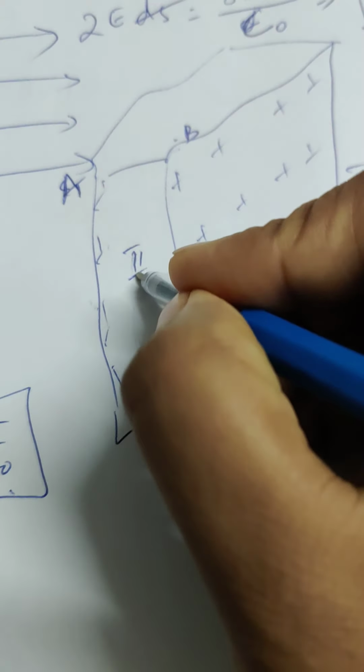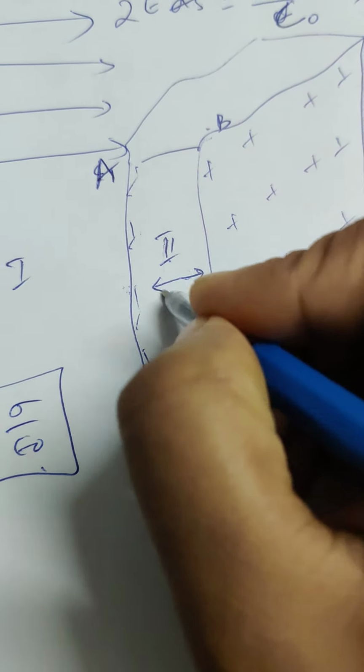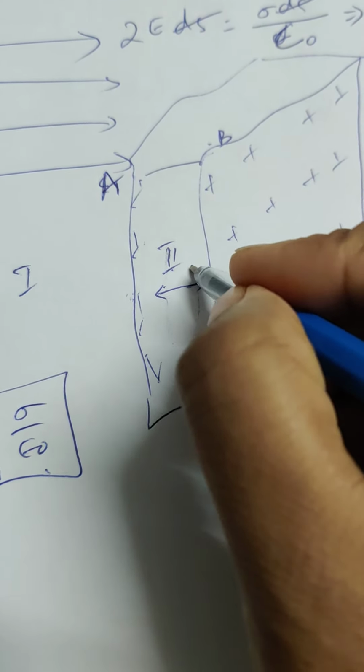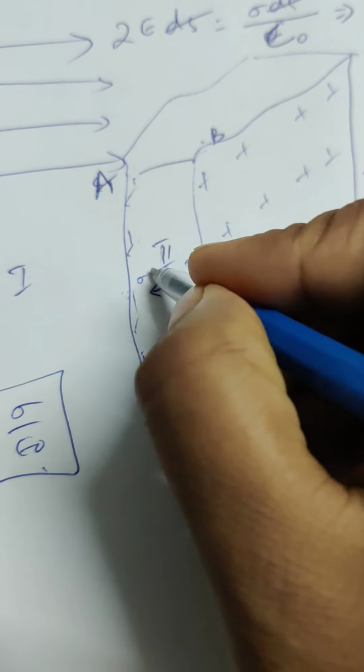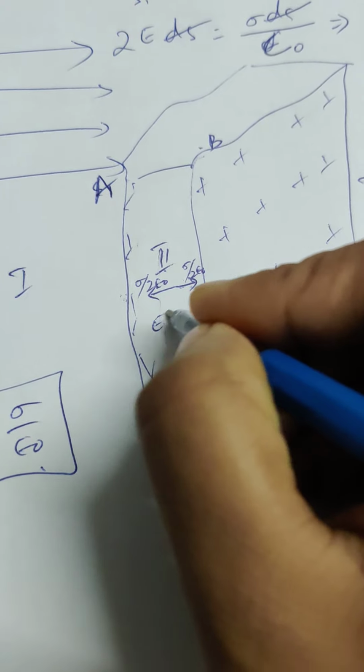Now if we come to this region, electric field because of this is away in this direction, due to this it will be away in this direction. They both will cancel because this is sigma by 2 epsilon naught, this is also sigma by 2 epsilon naught, so you'll get E is equal to 0.